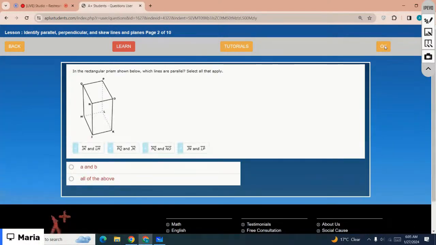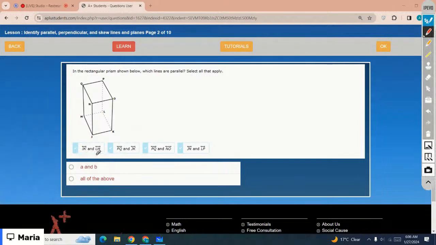In the rectangular prism shown below, which lines are parallel? Select all that apply. Okay, let's see which of them are parallel. JK and LM. Yes, they are parallel. Okay, PQ and JK. Yes, PQ and JK are parallel. Okay, PQ and NO. They are also parallel. They all are parallel. JN and LP, yes, all of the above are parallel. The correct option is all of the above. Got it?